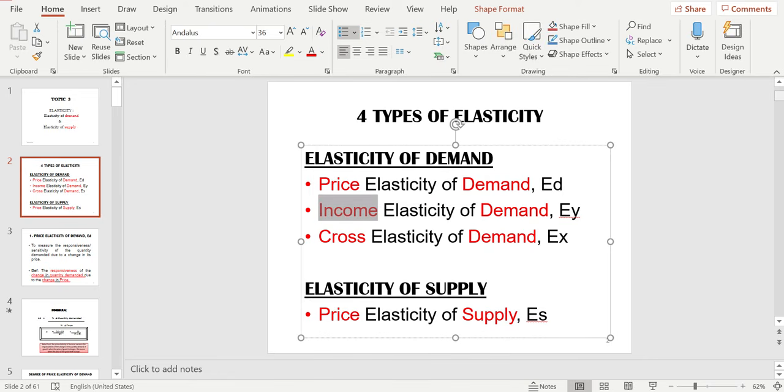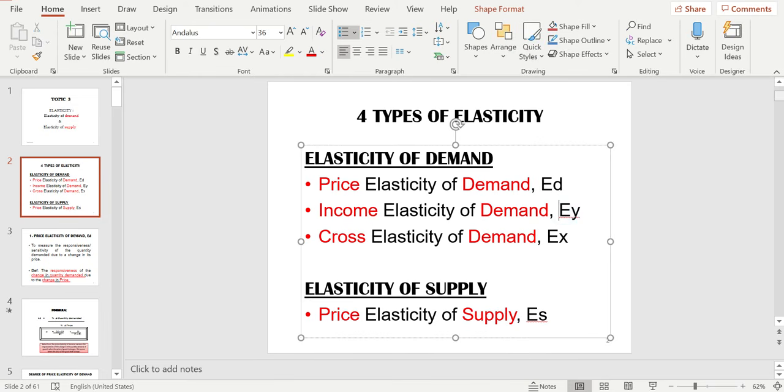Why do I put this one as EI instead of EY? Because in economics, I stands for investment. So I will use the same alphabet so that you won't be confused. So in economics, income is represented by the alphabet Y. Okay, while cross elasticity of demand, cross is X, right? So cross elasticity of demand, EX. And for this one, elasticity of supply, ES.